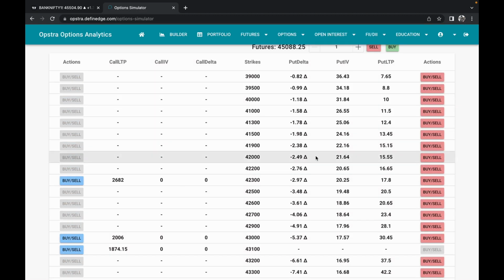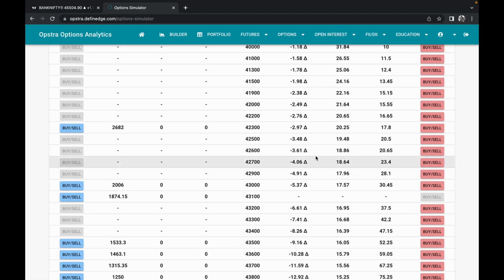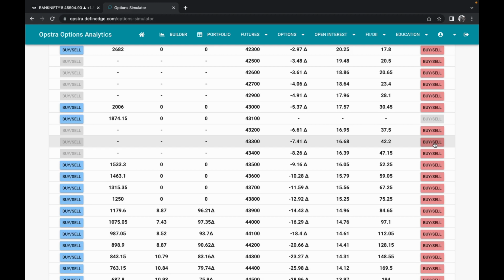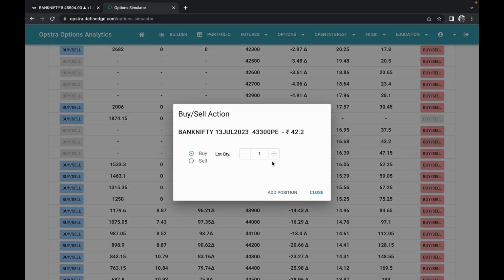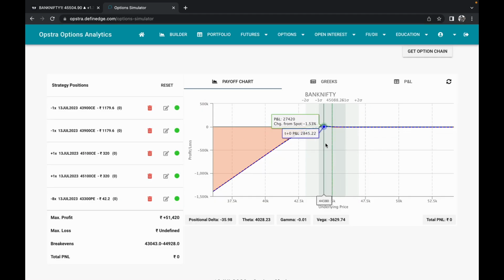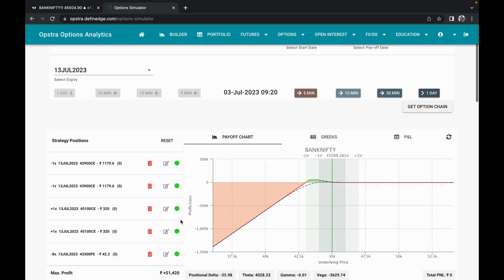And now I'm going to sell put option below 8 delta, as far as possible from the at the money strike price. So I'm taking 44,300 strike price, going to sell 8 lots. This is how my strategy will look. I'm almost making 8,000, 8,500 rupees loss if market goes up. So my view is very bullish and I can actually make 51,000 rupees profit. So let's move on with our simulation.